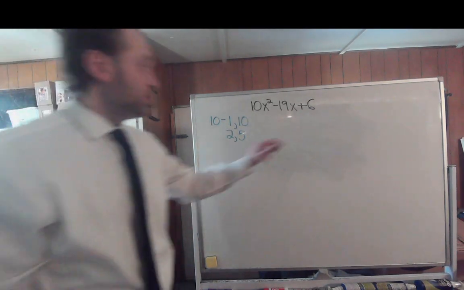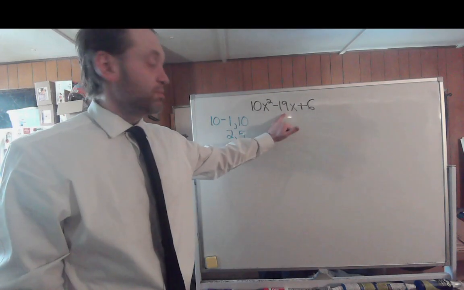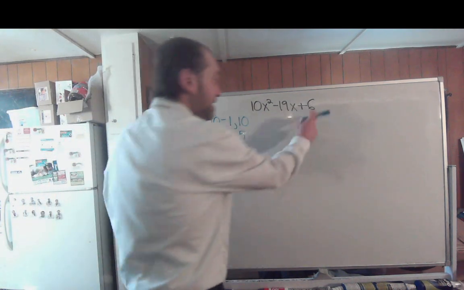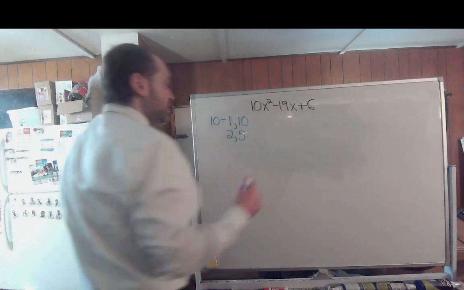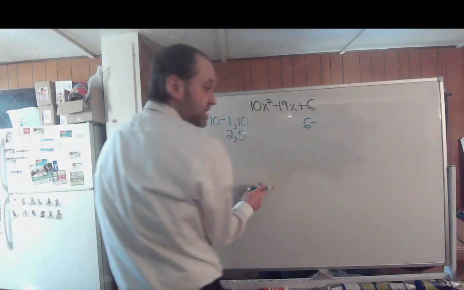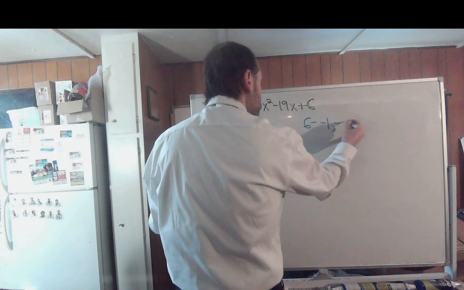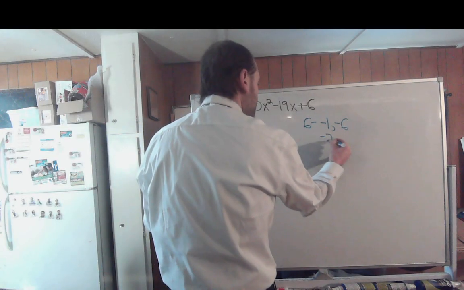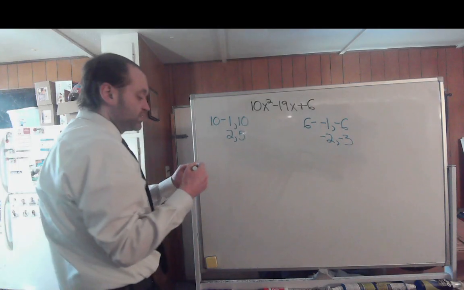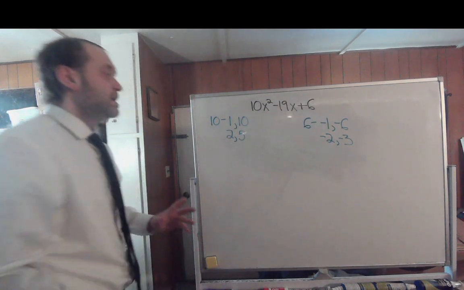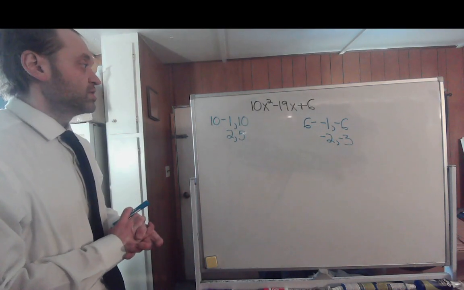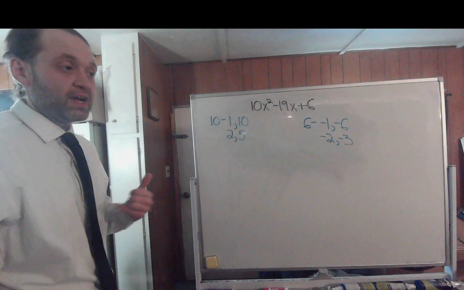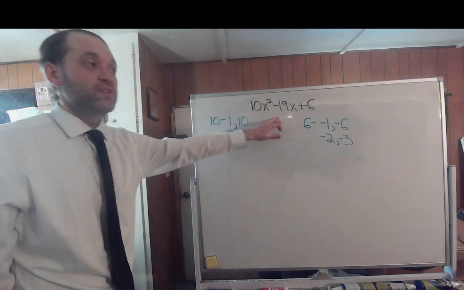Now, since the coefficient on the middle term is negative, but your constant term is positive, that means you need to find two negative factors of 6. So negative factors of 6, of course you'll have -1 and -6, because -1 times -6 is positive 6. You'll also have -2 and -3, because -2 times -3 is positive 6. Now again, the idea is take one factor of 10, multiply it by a factor of 6, plus the other factor of 10 times the other factor of 6, and then see if you get a middle coefficient of -19.